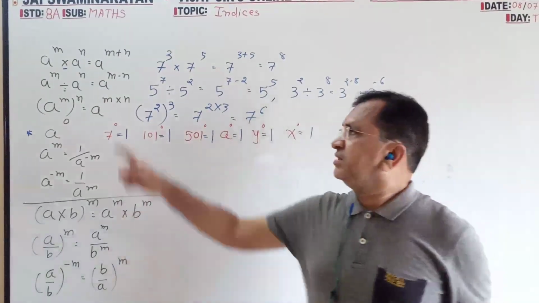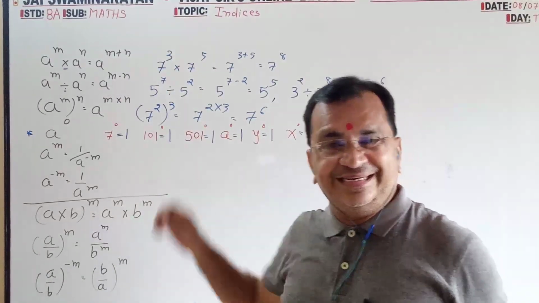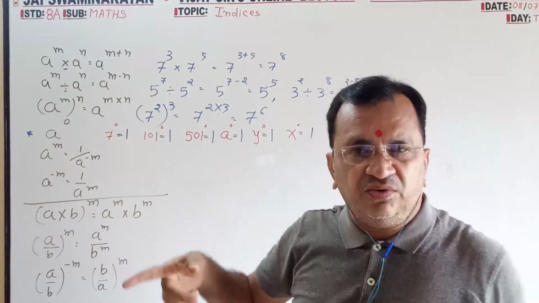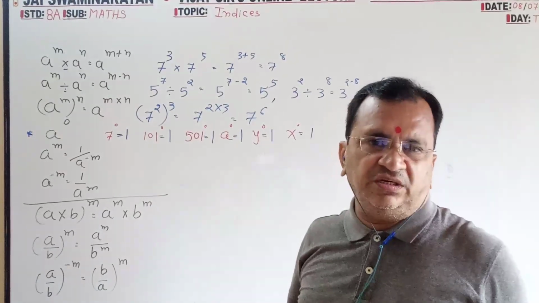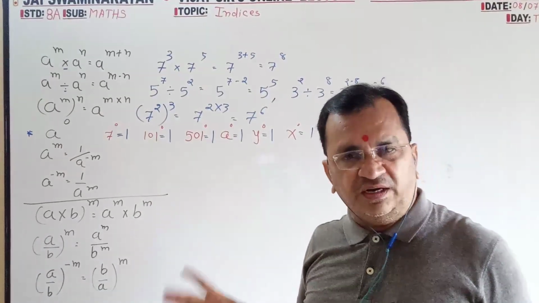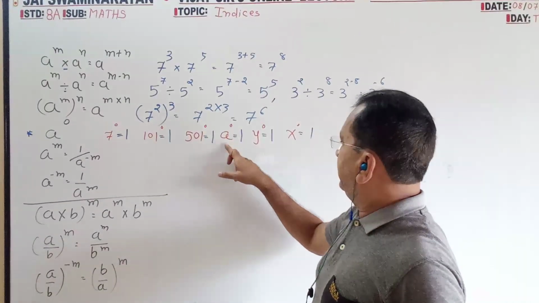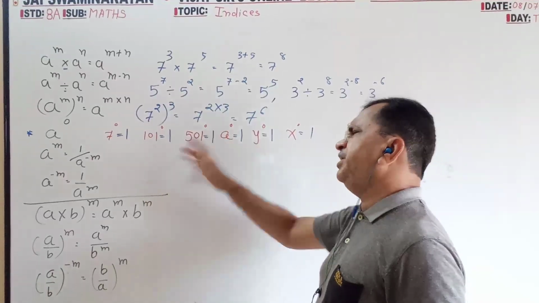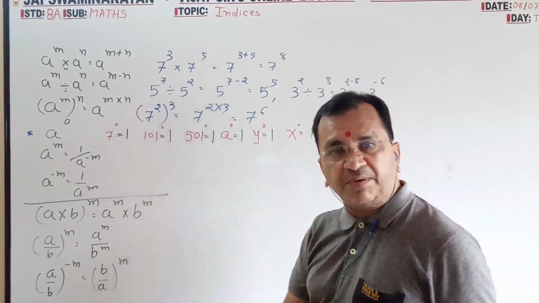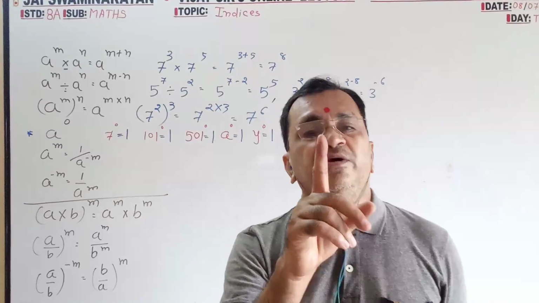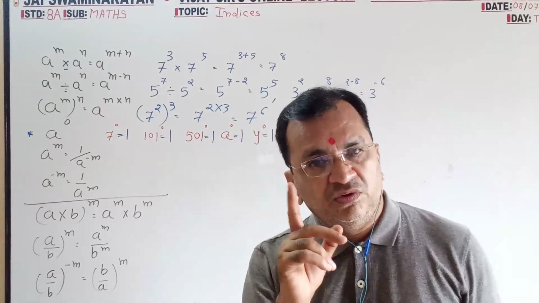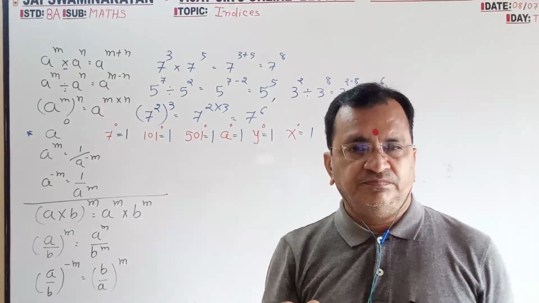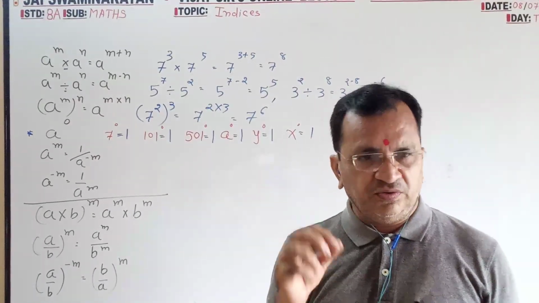Keep in mind. Product, you have to add the power. Division, you have to subtract the power. When power is 0, the final answer will be 1. With any alphabet, a raised to 0 is 1, y raised to 0 is 1, x raised to 0 is 1, 501, any number. Power 0, value 1, not 0. Students are writing 0 in exam. Follow? Next.